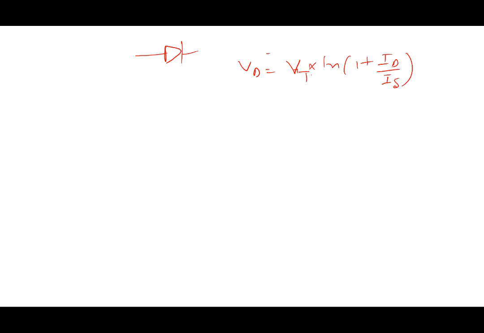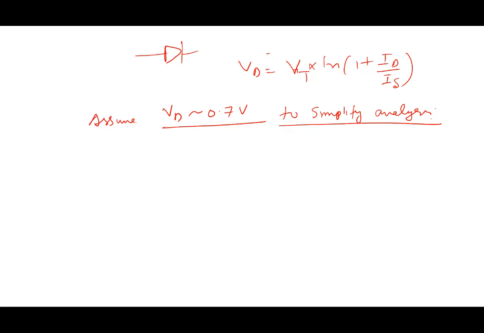As an approximation, we are saying, well, in many cases we may just say VD equal to 0.7. We may assume VD equal to 0.7 to simplify analysis. Now what happens is people tend to forget this model, and just keep on applying VD equal to 0.7 everywhere. Wherever they see a diode, let's replace it by 0.7.